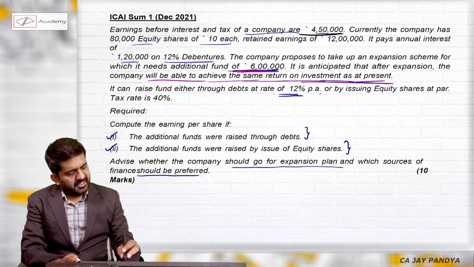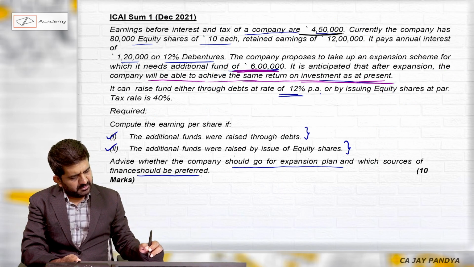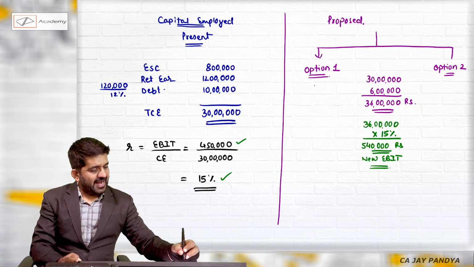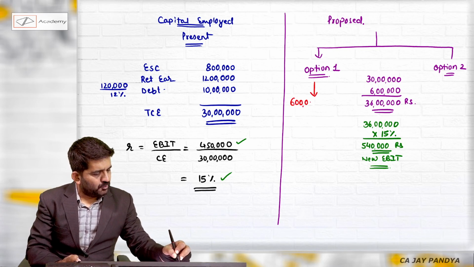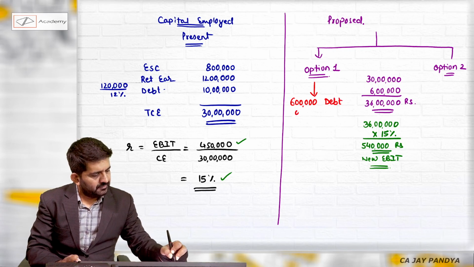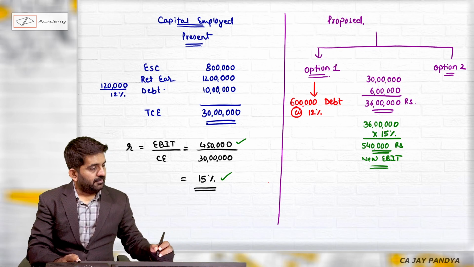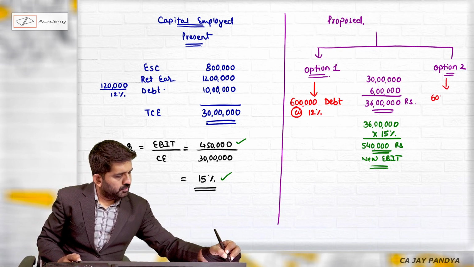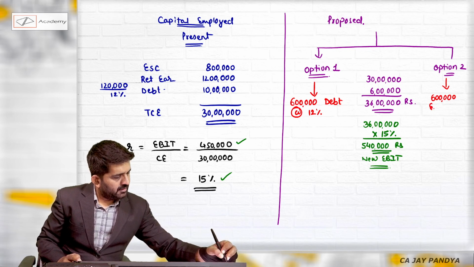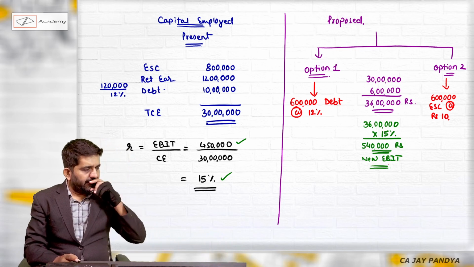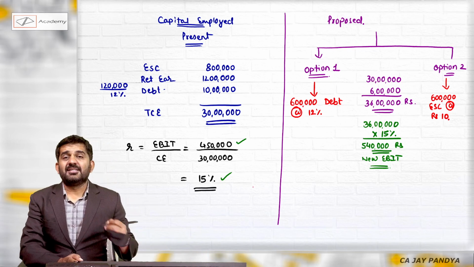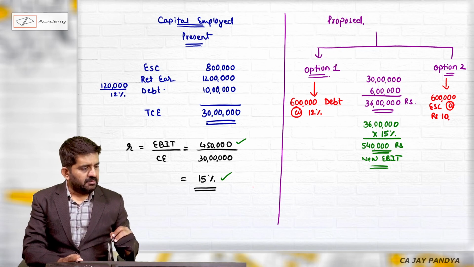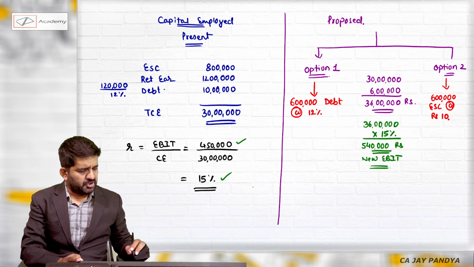The company can achieve 12%, so the additional will be 12%. Additional funds were raised through debt. So in option number 1, the 6 lakhs rupees are debt at the rate of 12%. And in option number 2, the 6 lakhs rupees are equity share capital at the rate of rupees 10. Alright, so let me find out the answers. I will be doing it directly in an Excel sheet, and it will be easy for me. Even in examination it is time consuming, but the question is extremely easy.